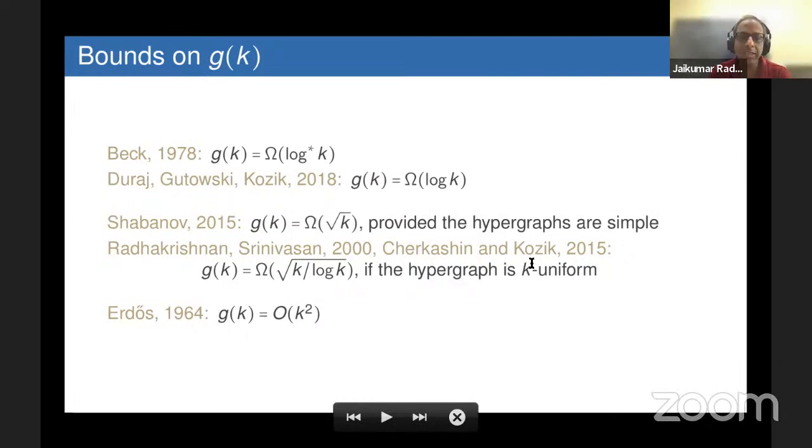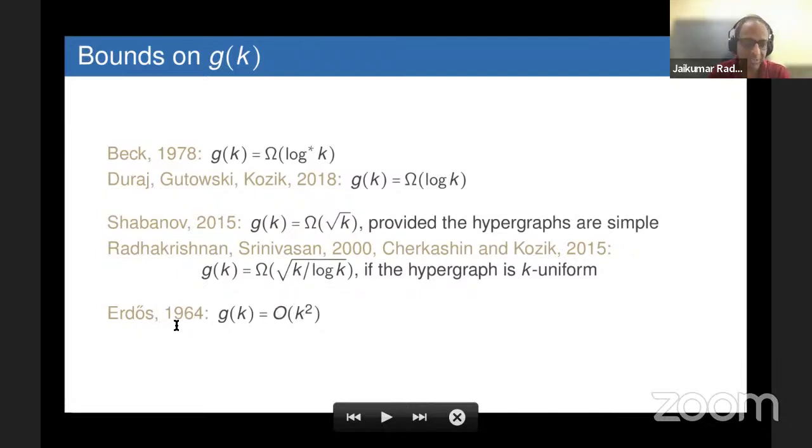Yeah? And in a previous work with Aravind, we showed that if we don't assume that the graph is simple, but if the graph is k uniform, that is, all the edges have exactly k vertices. The definition requires that all edges have at least k vertices, but if you insist that all edges should have exactly k vertices, then this log k can actually be replaced by a square root k. Instead of a logarithmic growth, you have something like a polynomial growth. And we know that the growth cannot be more than k squared.